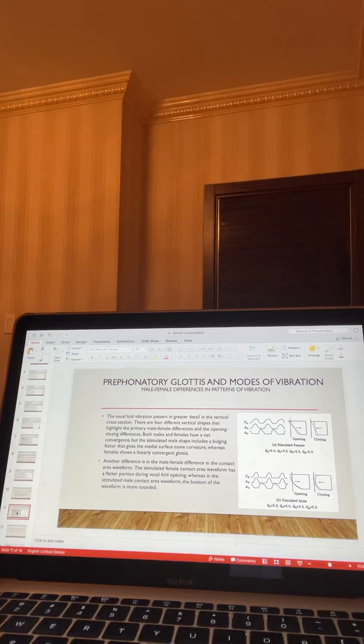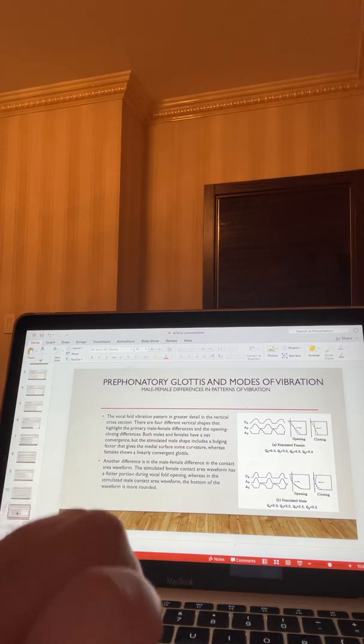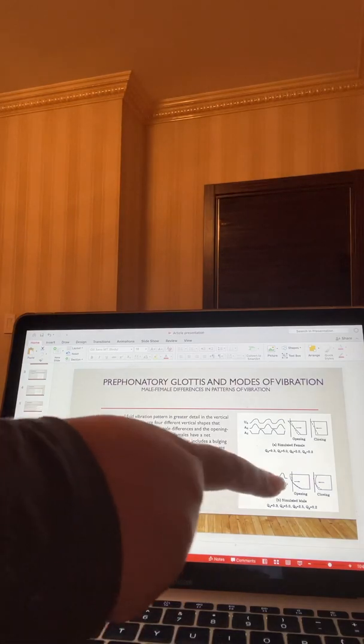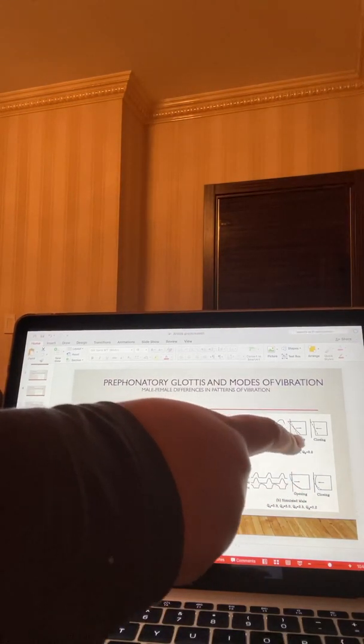Another difference is the male-female difference in the contact area waveform. The stimulated female contact area waveform has a flatter portion during vocal fold opening, whereas in the stimulated male contact area waveform, the bottom of the waveform is more rounded. And we can see that right over here.